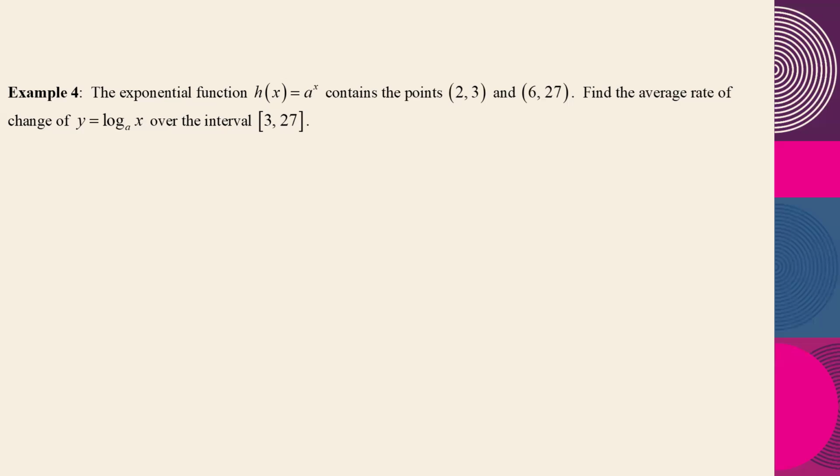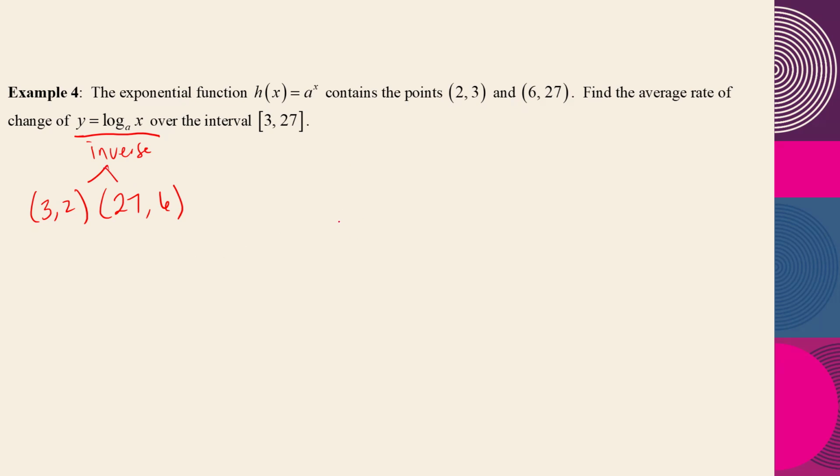Does that make sense? So log base a of x is the inverse of a to the x. Because it's the inverse, that means that my points aren't 2, 3. The points that we're actually using are 3, 2, and 27, 6. Does that make sense? The original were 2, 3, and 6, 27. Therefore, the inverse points are going to be 3, 2, and 27, 6.